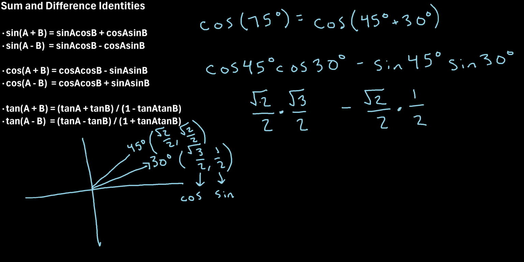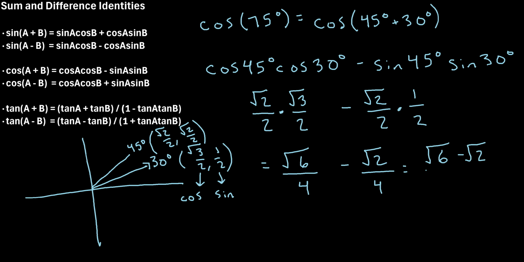Okay, so let's simplify. We've got square root of 2 times the square root of 3. So that's just the square root of 6. In the denominator, we have 2 times 2, that's 4. And then this whole thing minus the square root of 2 times 1 is square root of 2. And 2 times 2 is 4. So since these two fractions have the same denominator, we can just subtract the terms in the numerator straight across. So we end up with square root of 6 minus square root of 2 over 4. And that is our final answer. So the cosine of 75 degrees is equal to the square root of 6 minus the square root of 2 all over 4.